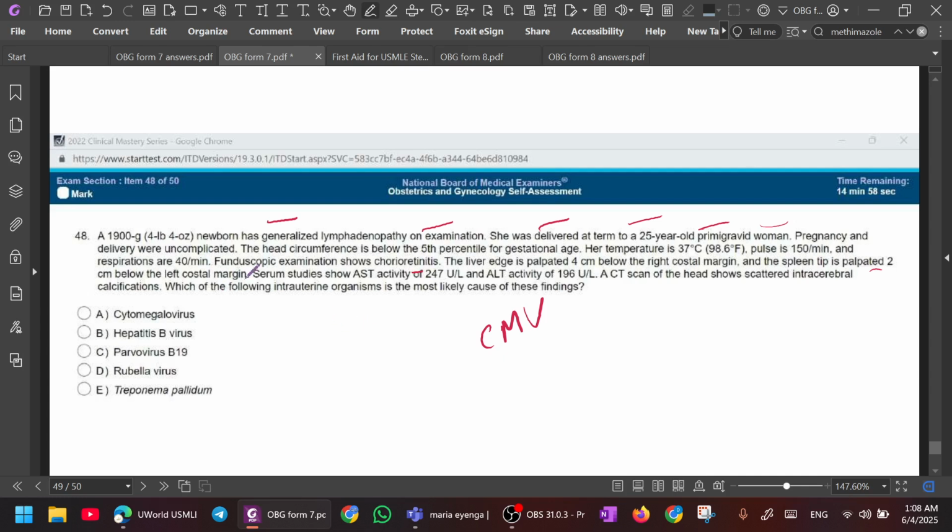The spleen is 2 centimeters below the left costal margin. Serum studies show AST activity is 247, ALT is 196. CT scan shows intracerebral calcification. Which of the following intrauterine organisms is the most likely cause?